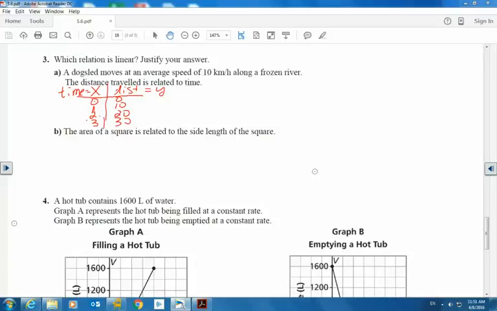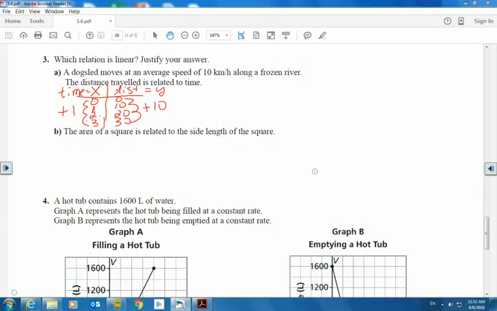Time goes on. Time is going up by 1 hour each time, right? And how much is our distance changing each time? By 10. Okay, so then is it a constant? Are you sure? Yeah. So here we're going +1 each time, and here we're going +10 each time.